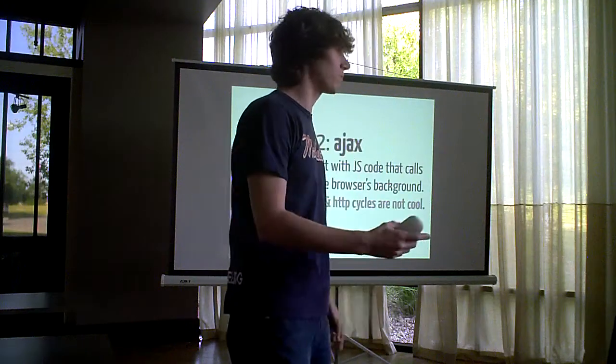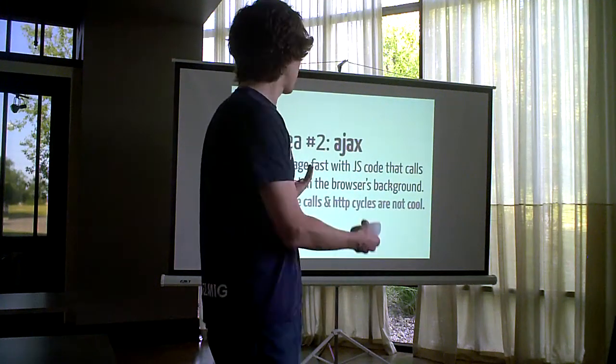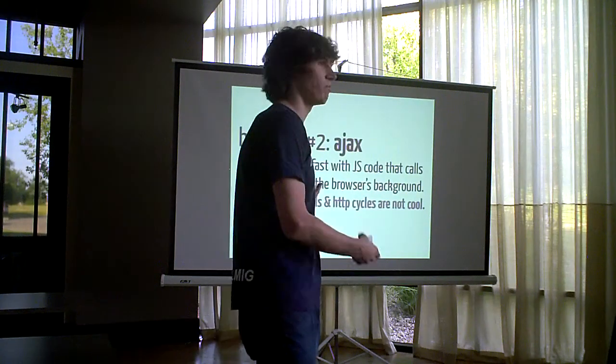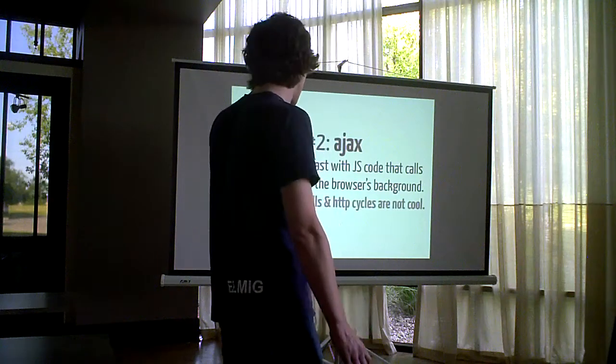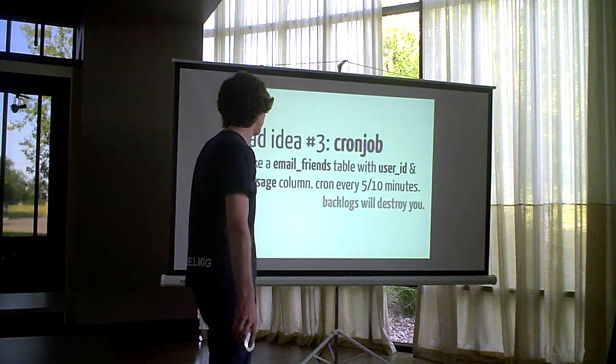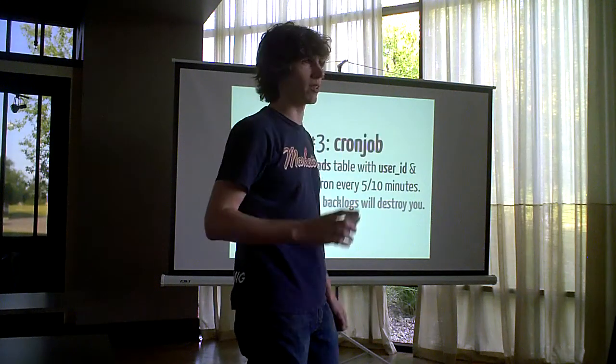And also, if it takes 5 or 10 minutes to complete a task, that's Apache sitting there doing nothing, timing out because you have this massive task sitting behind it. So that's not really the proper way. And then, of course, bad idea number 3, which I've been fond of, is make an email-friends table with user ID and message column, and cron over that every 5 to 10 minutes.